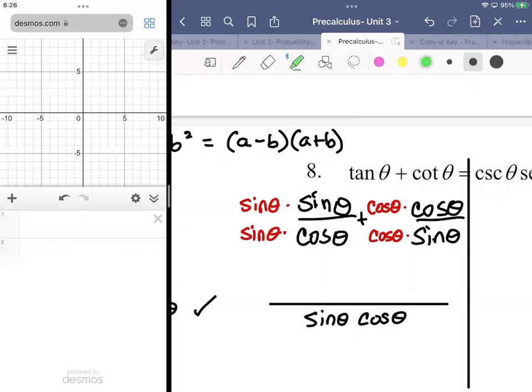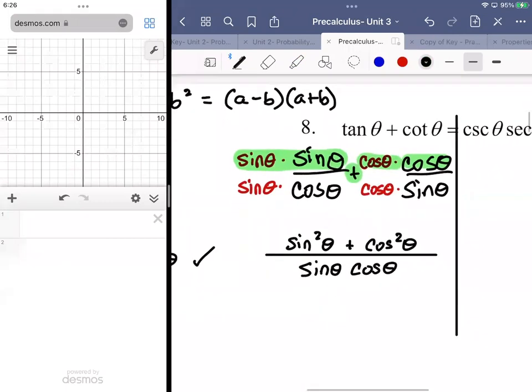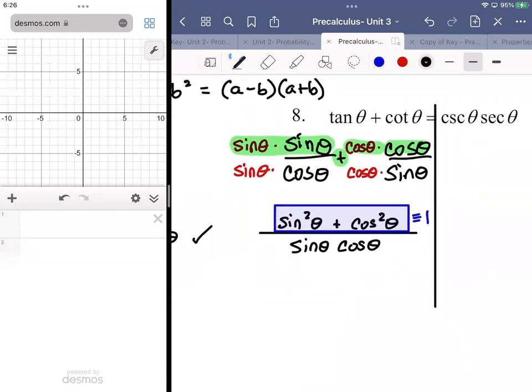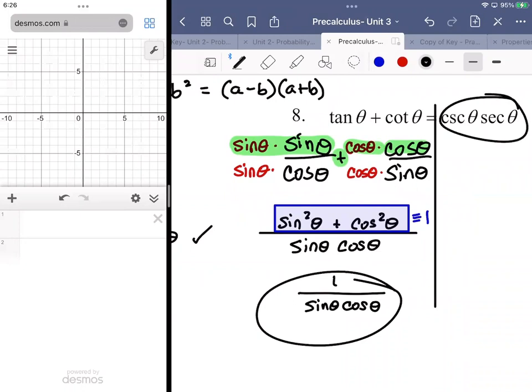On the top, I'm going to multiply sine by sine, which gives me a sine squared, plus then I'm going to multiply cosine by cosine, so cosine squared. And this, by our Pythagorean identity, is equal to 1. All right. Now, this simplifies down to 1 over sine theta cosine theta. Now, there is a way to get from here to here.